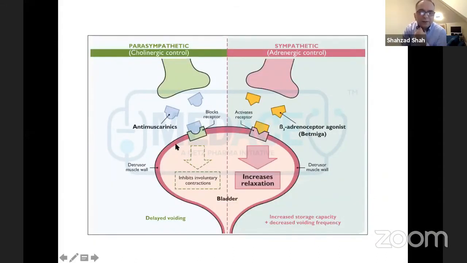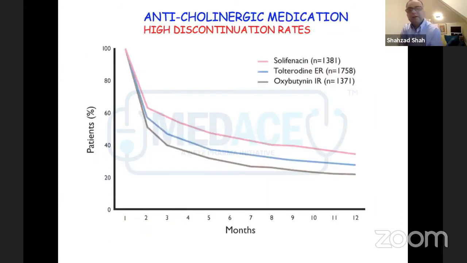So how do the anticholinergics work? They block the receptors which lead to detrusor contraction, and they basically inhibit involuntary contractions, as opposed to the beta-3 agonists, which actually stimulate receptors and increase relaxation. You can't carry anticholinergic medication on long term, as you can see very well over here. After a year, about half of the patients would have given up on these, mostly because of side effects.